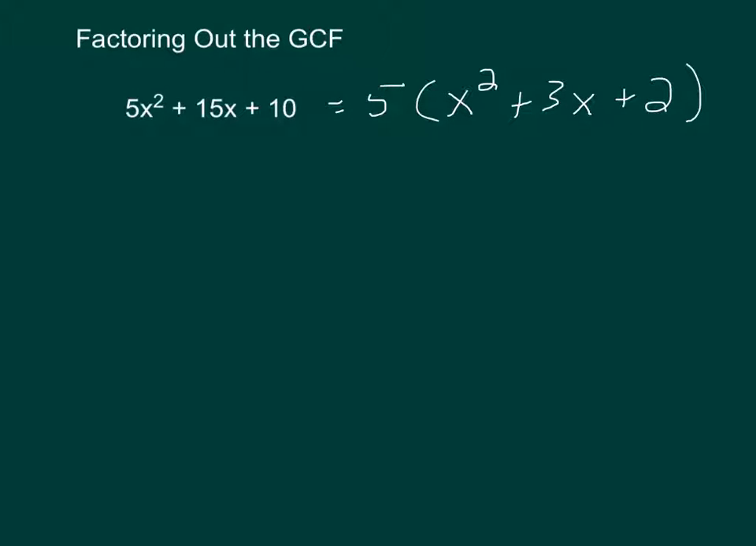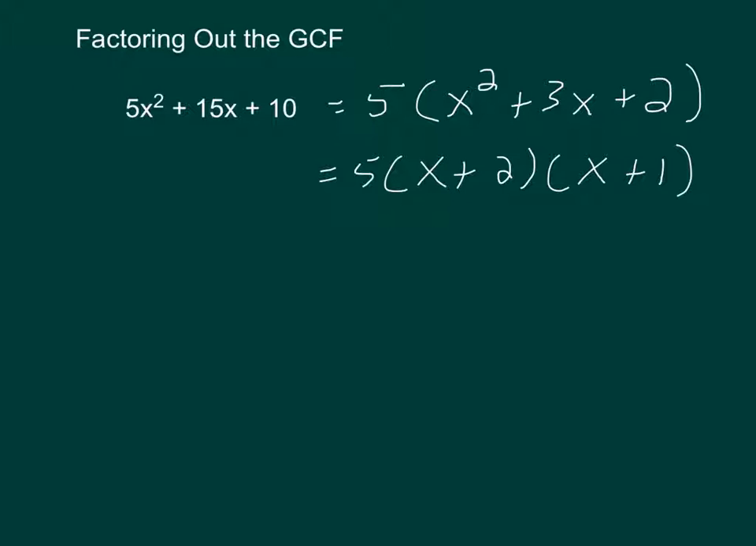I'm used to factoring. My lead coefficient is once again 1, so now I just try to consider what two numbers multiply to positive 2 and add up to 3. And of course, there's only one option for that. My original trinomial in its factored form would be equal to 5 times x plus 2 times x plus 1.